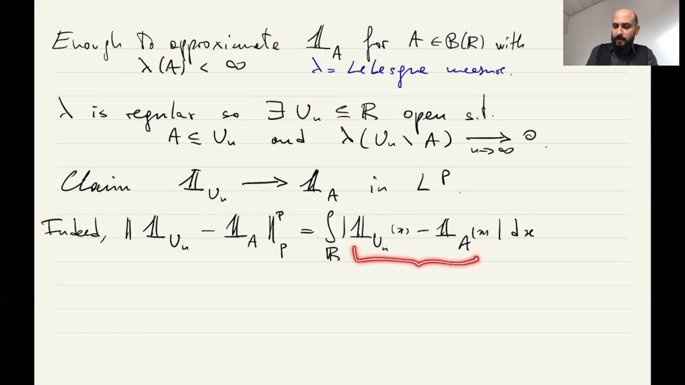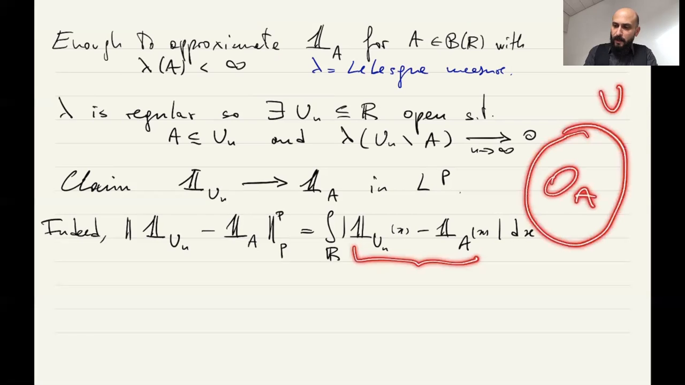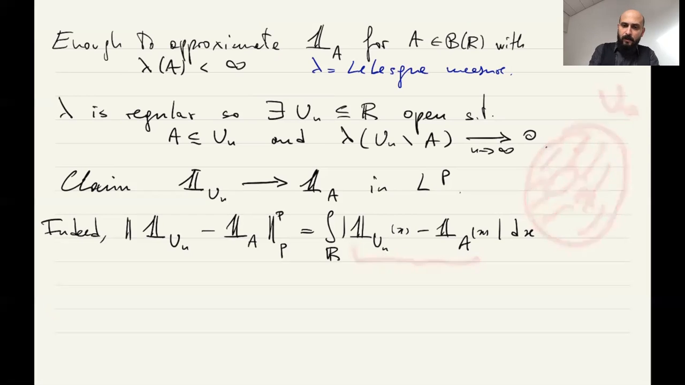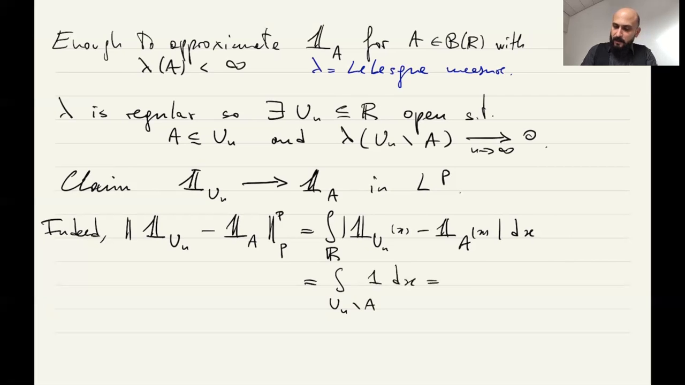Now, when is it that this is different from 0? We have A inside UN, so this is non-zero exactly in UN minus A. So this is equal to the integral over UN minus A of the number 1, which is exactly the measure of UN minus A, which goes to 0. Okay, so therefore we check this convergence.